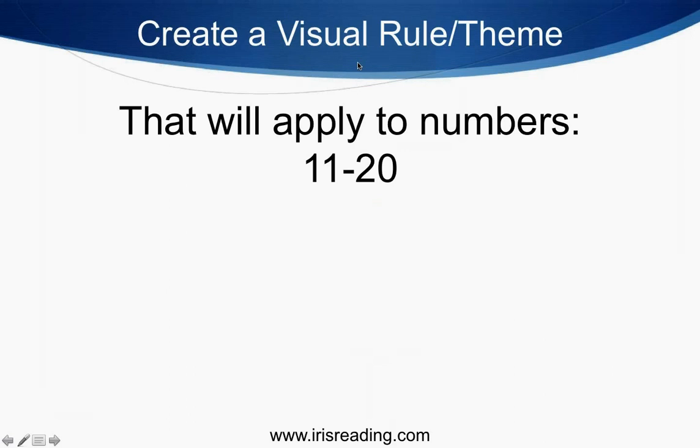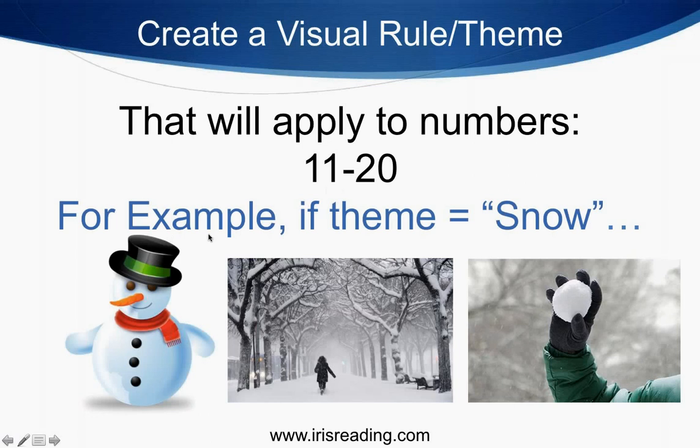This has to be something visual. And you know what? It can actually be anything so long as you remember that that theme or that rule applies to all these numbers, 11 through 20. So let me give you an example so you can see how this works. Let's say, for example, that the theme is snow. Now, snow has a lot of different visual representations.